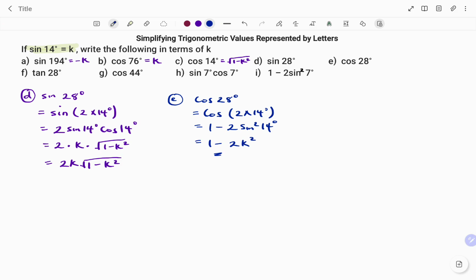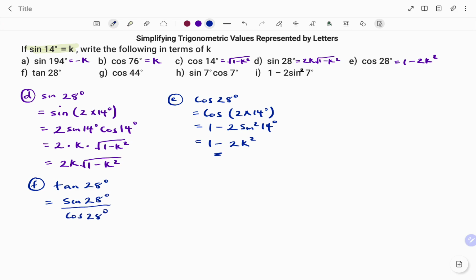The next one, for our f, I'm going to write the values here: sine 28 is 2k root 1 minus k squared. Then for f, we have tan 28 degrees. Note the trig identity that changes tan to sine over cos, so that's the same as sine 28 degrees over cos 28 degrees. Because I already have the values, sine 28 is 2k root of 1 minus k squared, and cos 28 is 1 minus 2k squared. So therefore, that will be my answer for that.